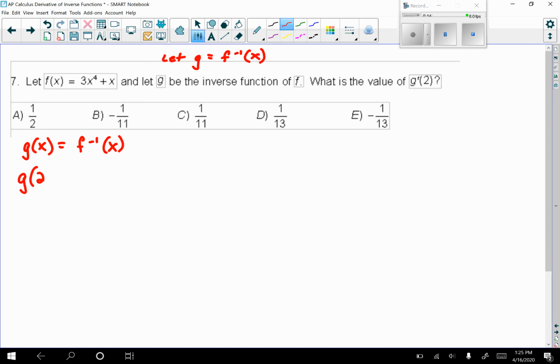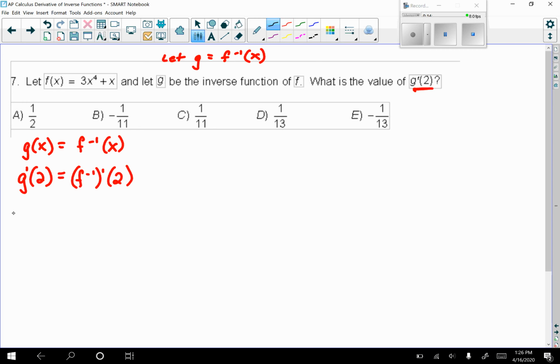2 is going to equal, g prime of 2, which is what we're asking for here, is going to equal the derivative of the inverse of f of x. So that's just rewriting it to get it out of terms of g of x and into terms of f of x. So really this becomes 2. Let's put that in there.